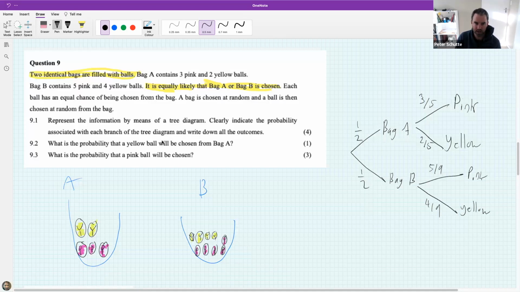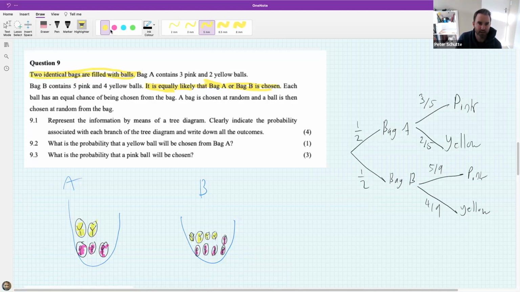What you need to do now, so it says represent the information by means of a tree diagram. Clearly indicate the probability associated with each branch of the tree diagram and write down the outcomes. So the outcome over here is bag A and then choosing a pink. Bag A, then choosing yellow. Bag B, and then pink. Bag B, and then yellow.